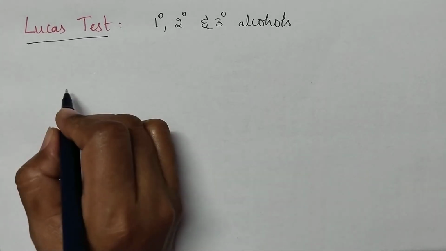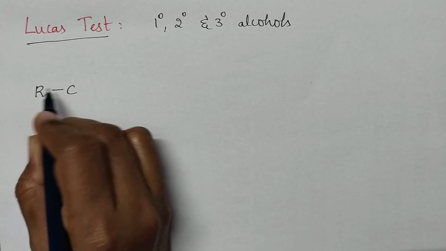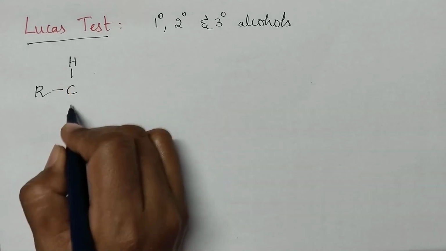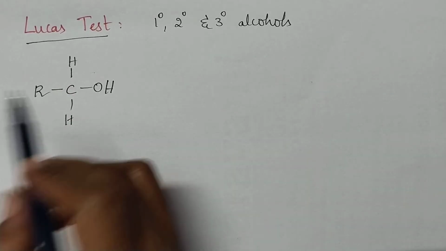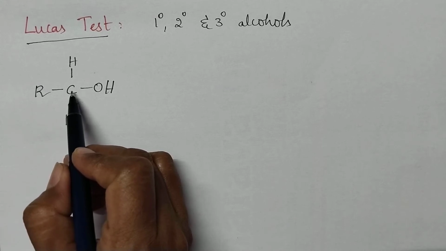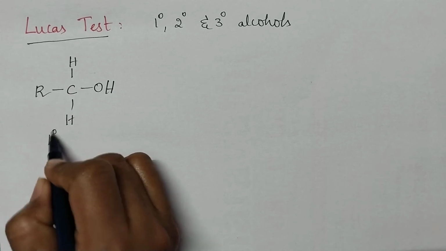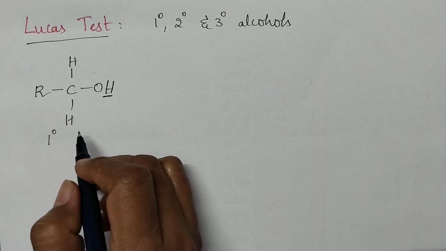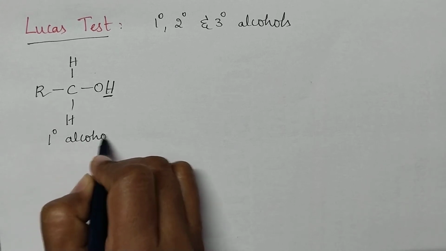Primary means if the carbon atom is attached to another carbon atom or none, then it is called primary alcohol. So whenever a carbon atom is attached to another carbon atom or no carbon atom, it will be called a primary carbon atom, and here alcohol is the functional group, so it can be called a primary alcohol.